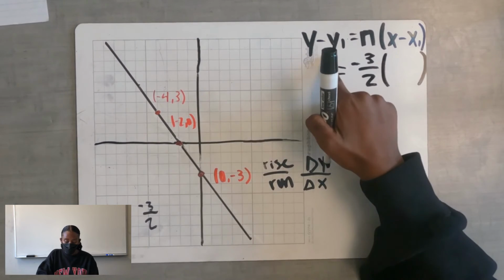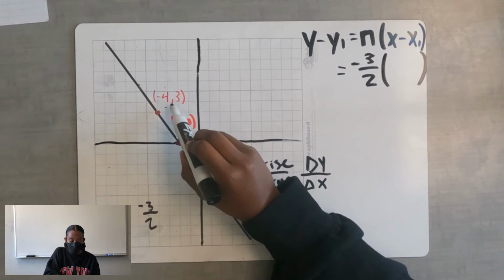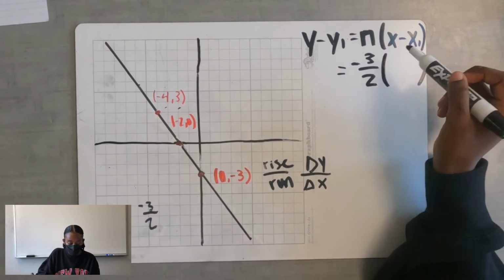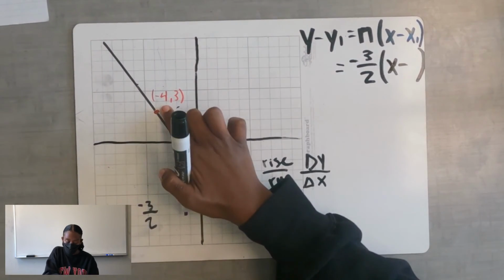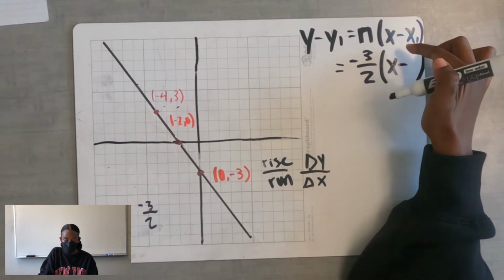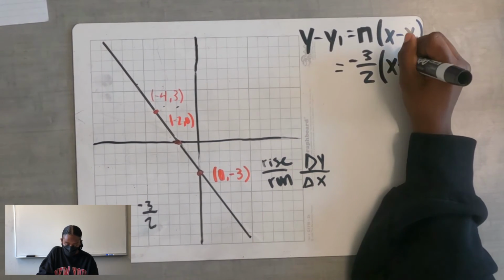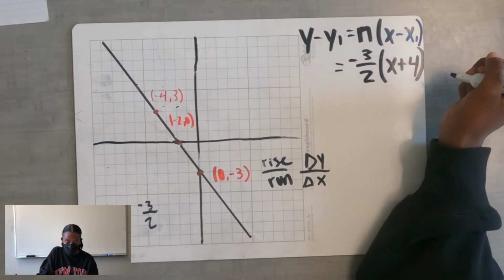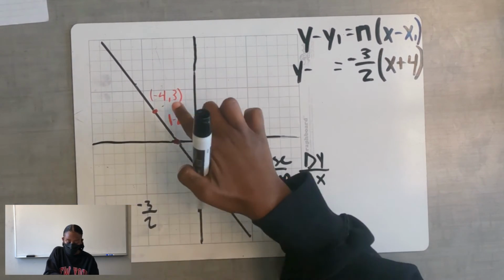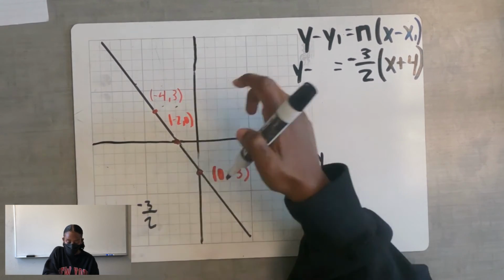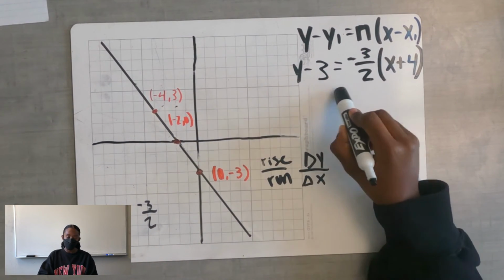And then for y1 and x1, we're going to use the point -4, 3. So we're just going to plug in -4 for x1. And then because it's negative, it turned into a positive because it's already a negative x1 here. So it's going to be +4. And then y minus the y point, which is 3. And this is the point slope form, and it works with any point.